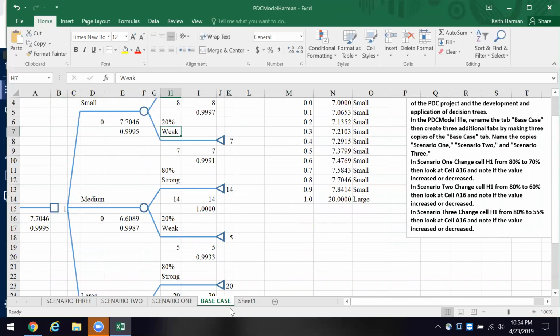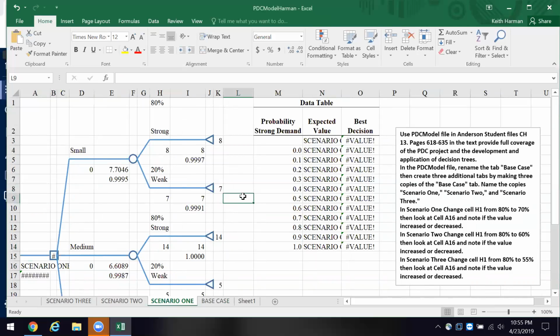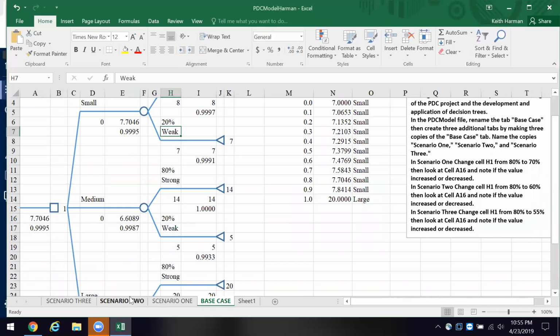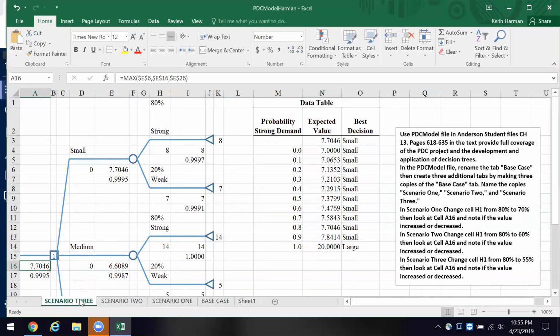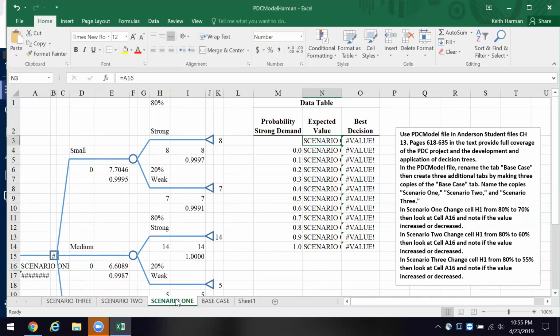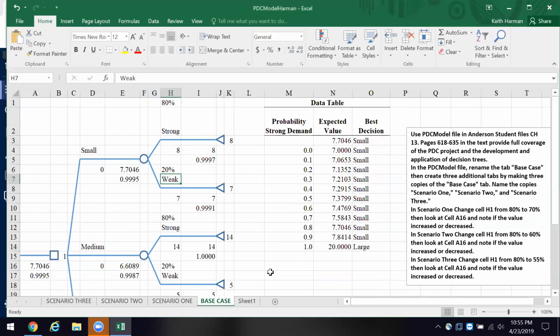Now, we're here in the base case, so let's leave it alone. So let's go over to scenario 1. Let's see what happens with some things. Okay. And we've got some issues here. All right. I was afraid of that. So let's just go back here for a moment. I forgot about setting these values over. Got a table built in here. That's our problem. All right.